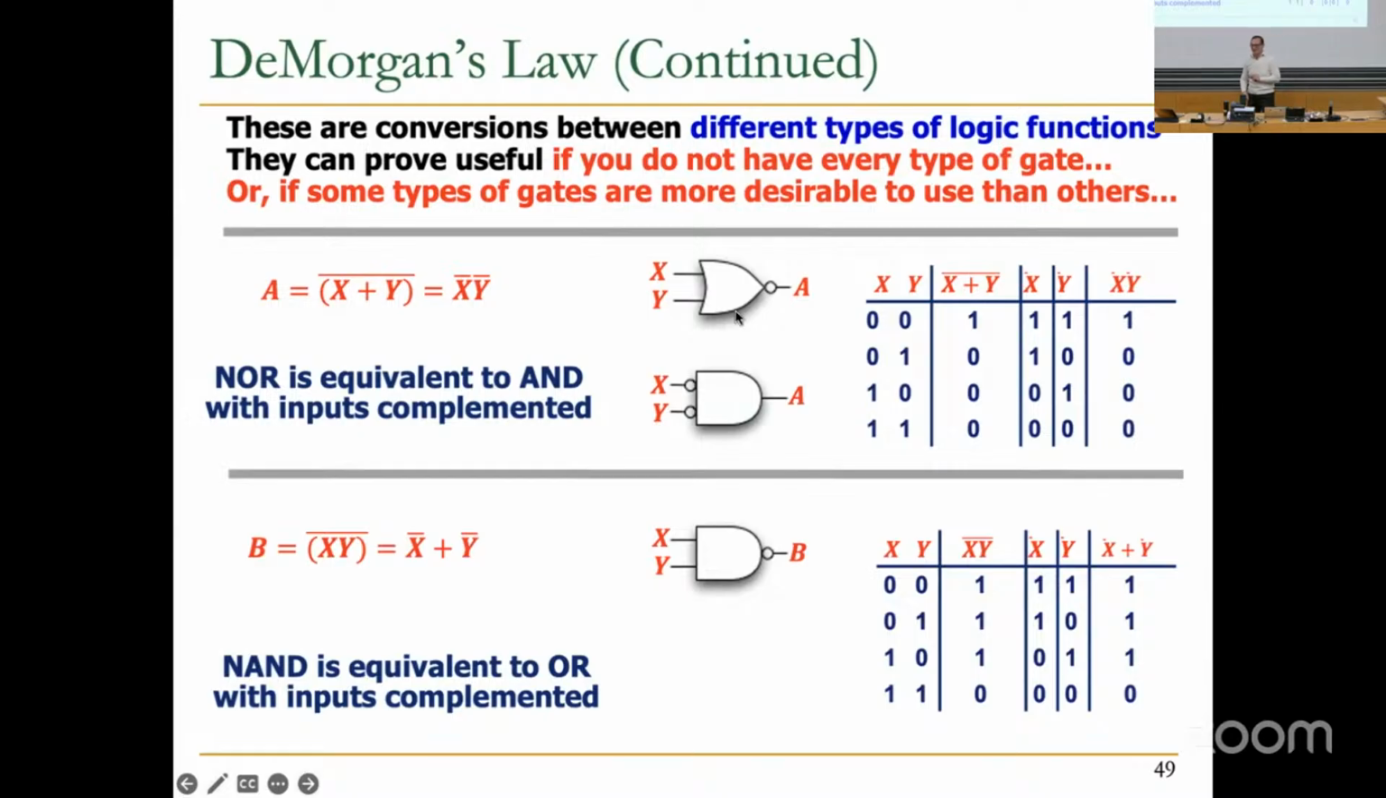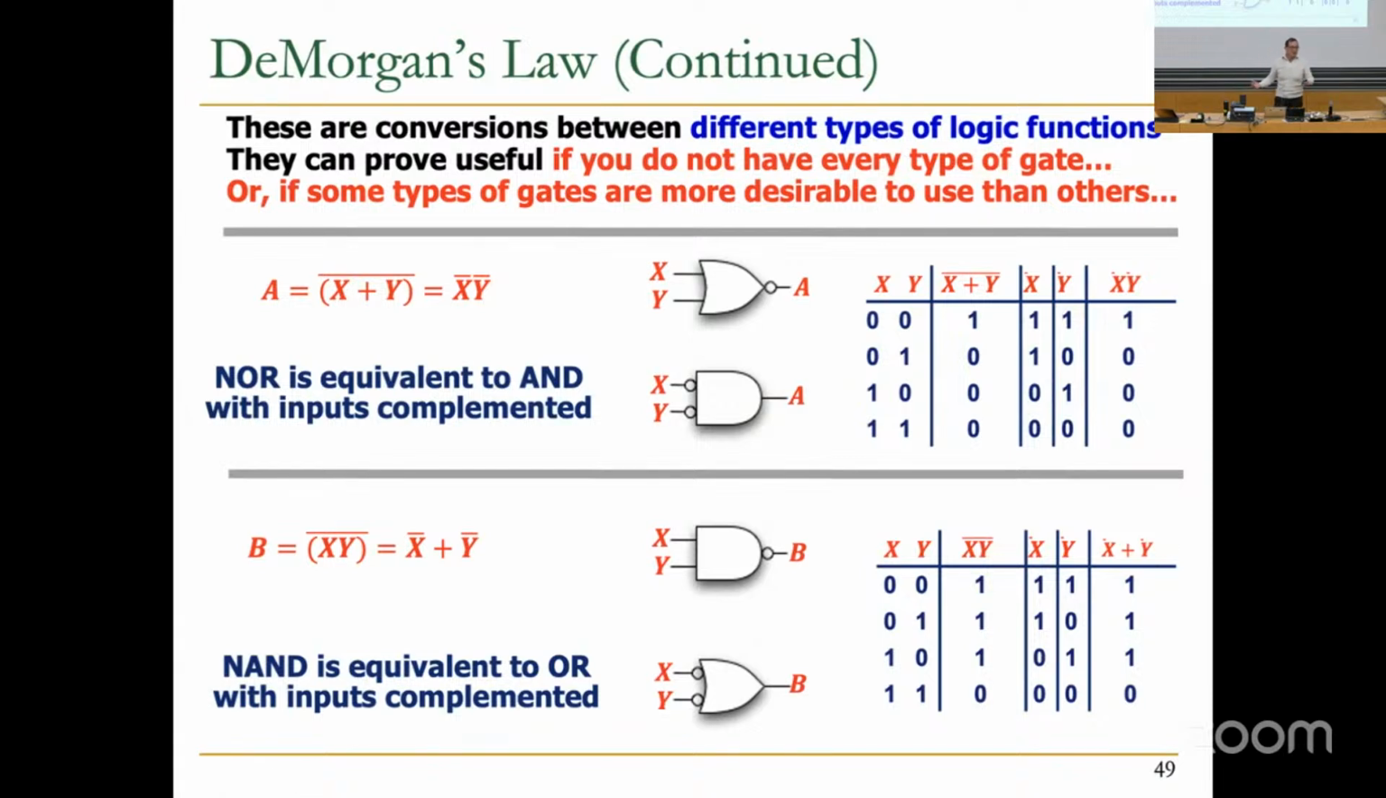Sounds good? That's bubble pushing, basically, if you haven't seen it before. NAND is equal to OR with inputs complemented also. So this is NAND, and you take the bubble and push it to the inputs. X and Y both get bubbles, inverted, and then you change the gate to OR. Now you get OR with two complemented inputs. Make sense? These are equal, basically.